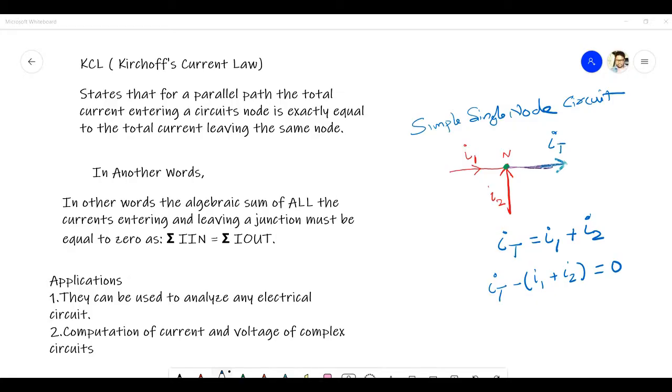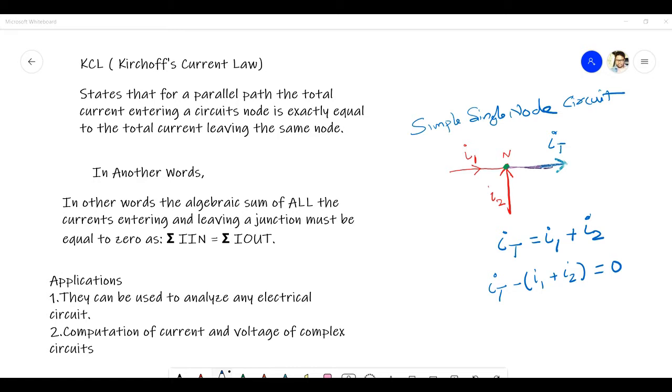Today we will discuss the basic circuit laws, KCL and KVL, and their implementation in MATLAB. The full form of KCL is Kirchhoff's current law. It states that the total current entering a circuit node is exactly equal to the total current leaving the same node.